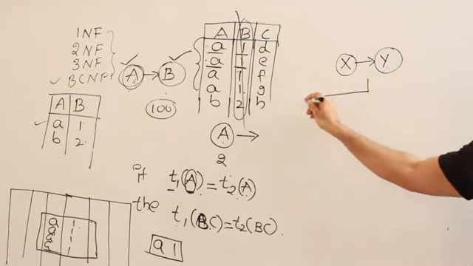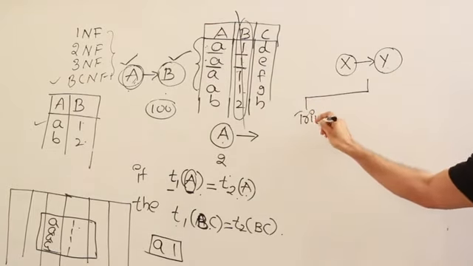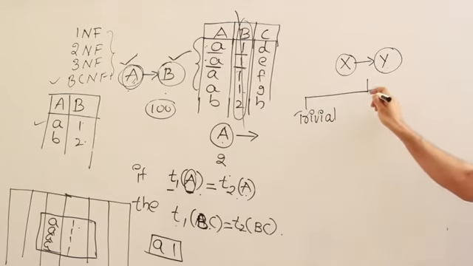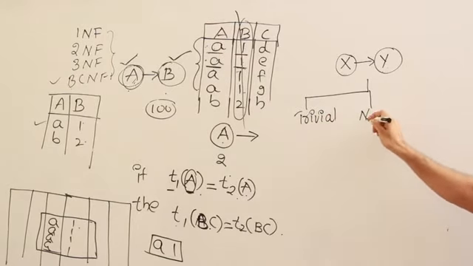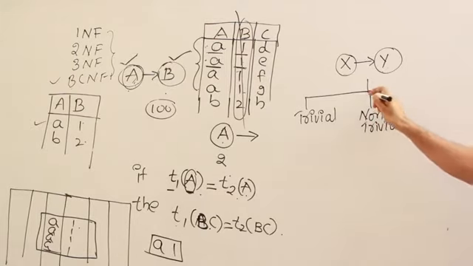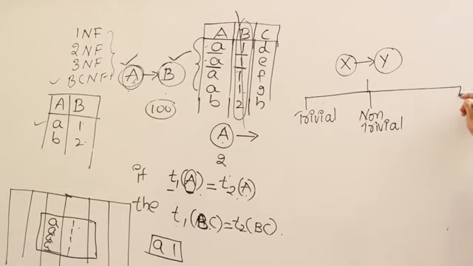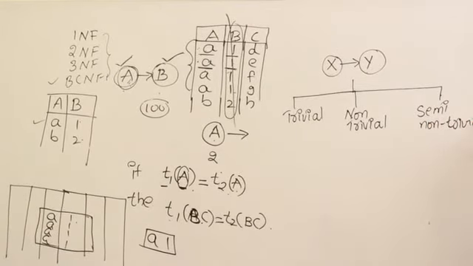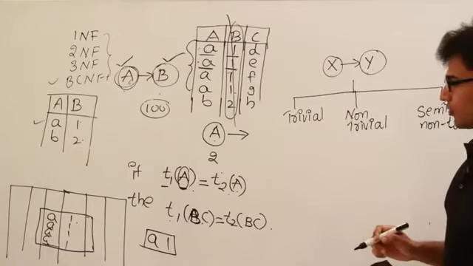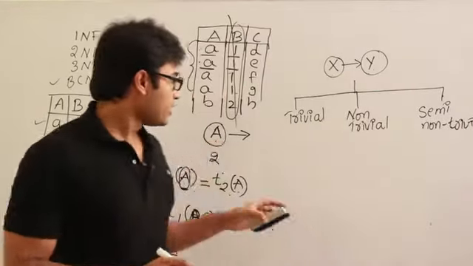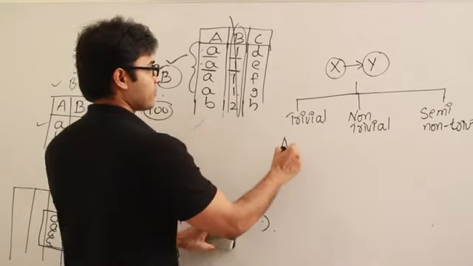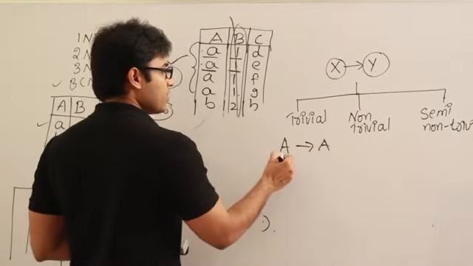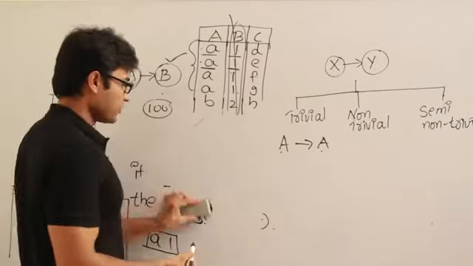One is called trivial functional dependency, another is non-trivial functional dependencies, and the other one is semi non-trivial. What is trivial is, like this, A determines A is trivial. Why? Given the value of A, finding the value of A is trivial, isn't it?